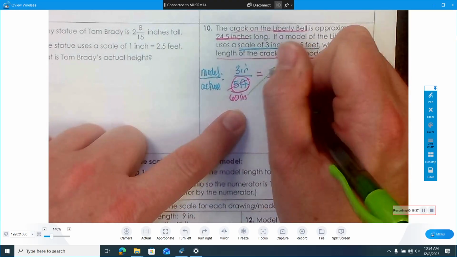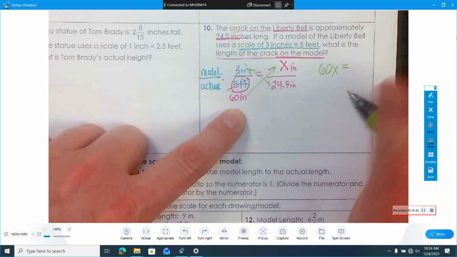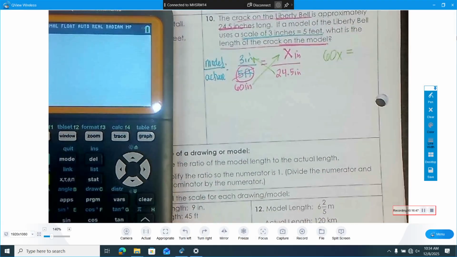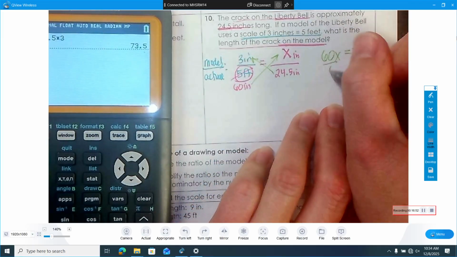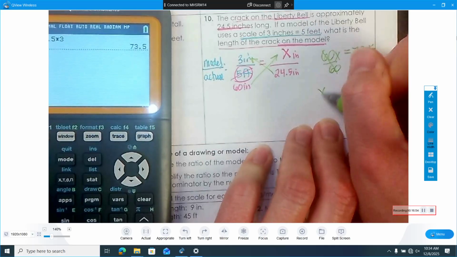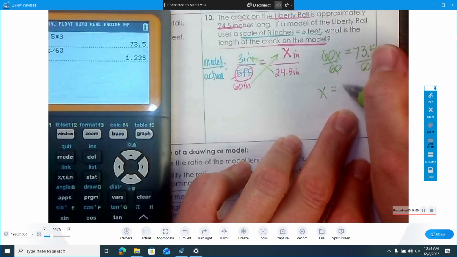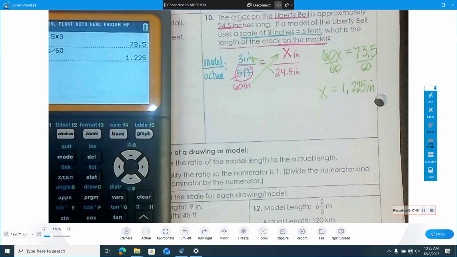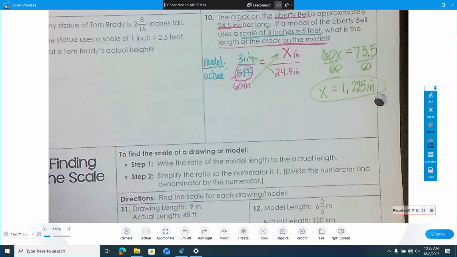So I've got 60 times x, that's 60x. And I have 24.5 times 3, which is 73.5. And then we're going to divide by 60 on both sides. I got 1.208333. Ooh, what? I got 1.225. Yeah, 1.225 inches. All right, questions on that? We're not done yet. Hold on.